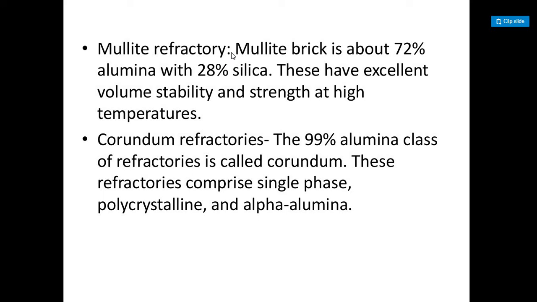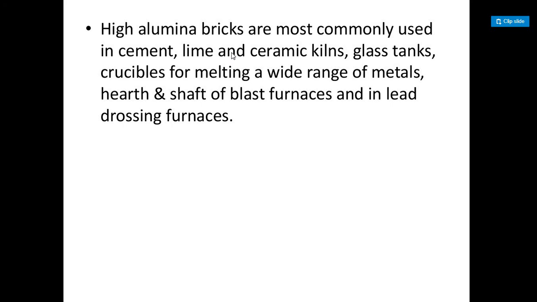Mullite refractory. Mullite brick is about 72% of alumina with 28% of silica, and these have excellent volume stability and strength at high temperatures. Corundum refractories. The 99% of alumina class of refractories is called corundum. These refractories comprise single phase, polycrystalline and alpha alumina. High alumina bricks are mostly used in cement, lime and ceramic kilns, glass tanks, crucibles for melting a wide range of metals, hearth and shaft or blast furnace, and in lead crossing furnaces.